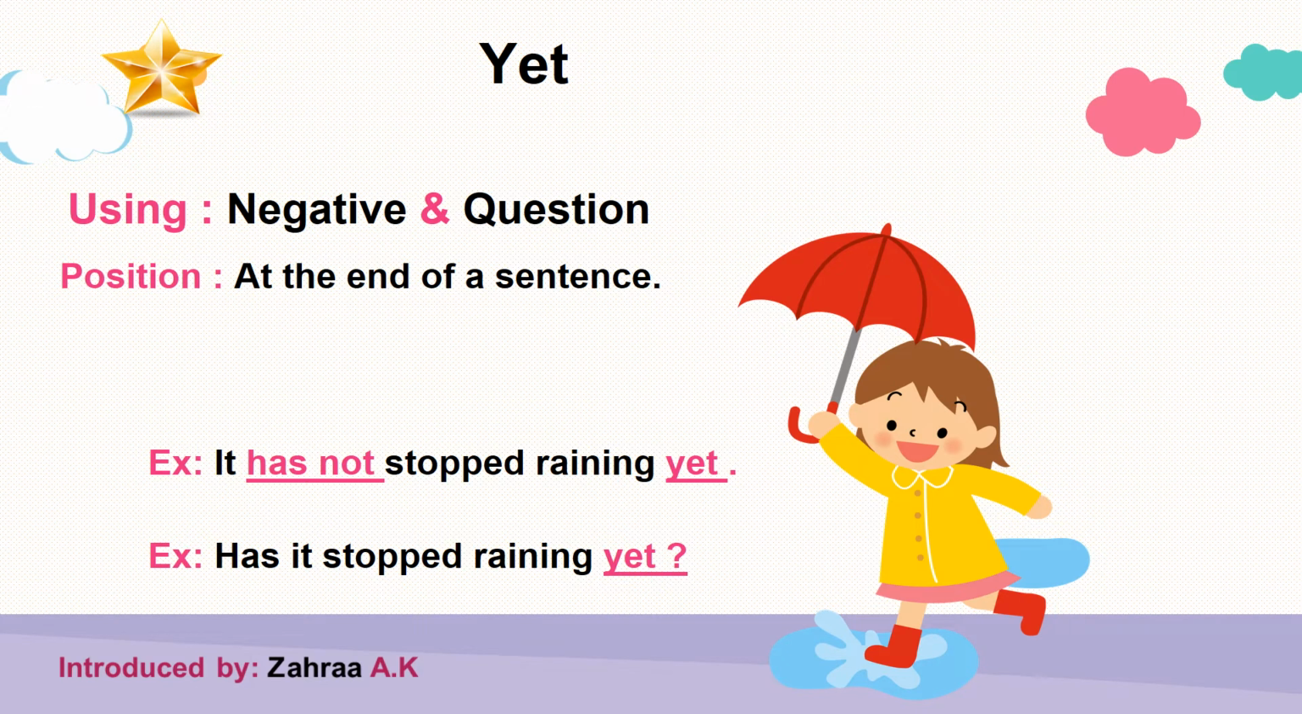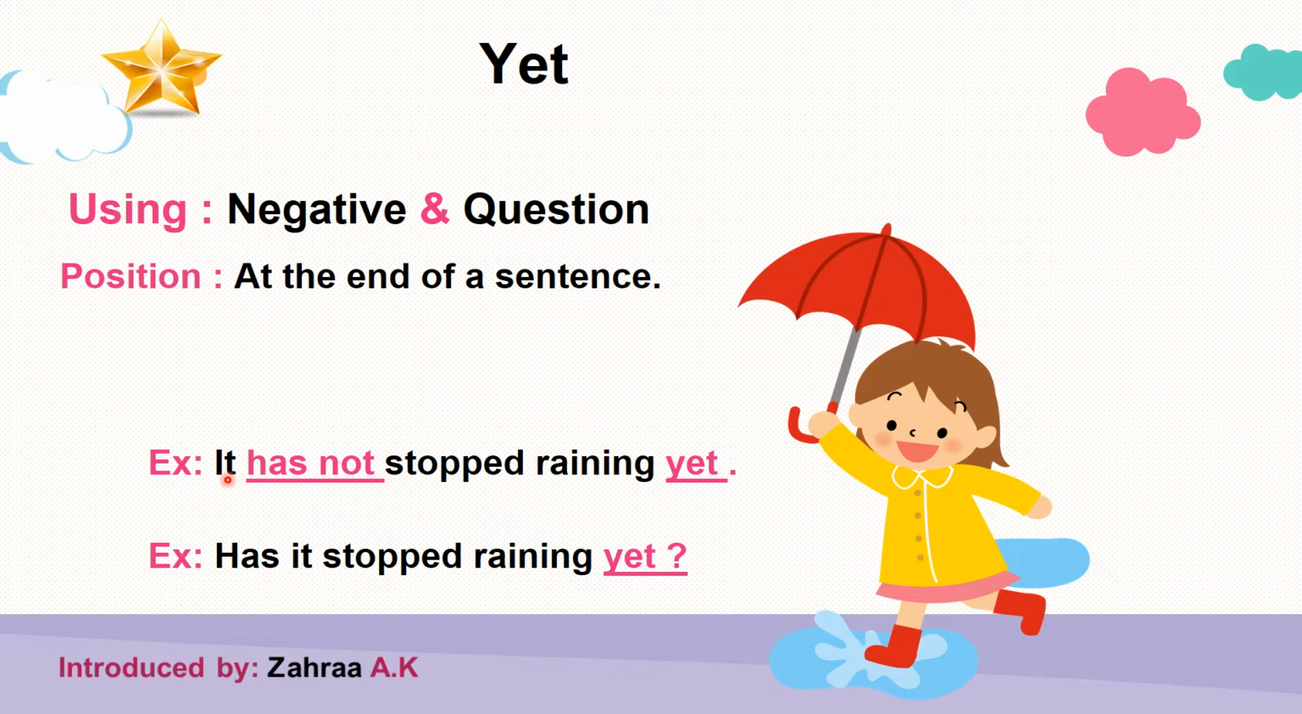Yet, another adverb. The meaning of yet is until now, معناه لحد الآن. We use it in the negative or in a question, نستخدمه في حالة النيجاتيف أو الquestion. The position of yet is at the end of a sentence. دائما نستخدم yet في نهاية الجملة.